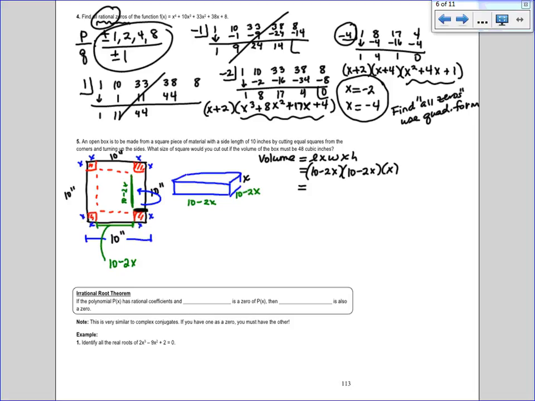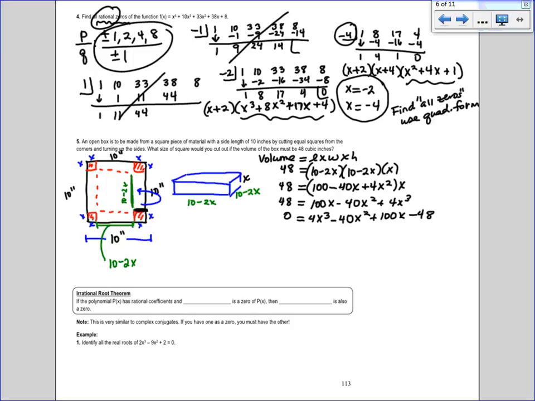Okay, we want the volume to be 48 cubic inches. So let's make it equal to 48. Okay, I'm going to FOIL out. So I'd have 100. My outer and inner are both negative 20x, so I get minus 40x. My last is plus 4x squared. And I have to multiply all that by x. So I get 100x minus 40x squared plus 4x cubed. And I have a 48 on the other side. So I'm going to try to get everything on one side. So I'm going to just subtract the 48 over. So I have 4x cubed minus 40x squared plus 100x minus 48.